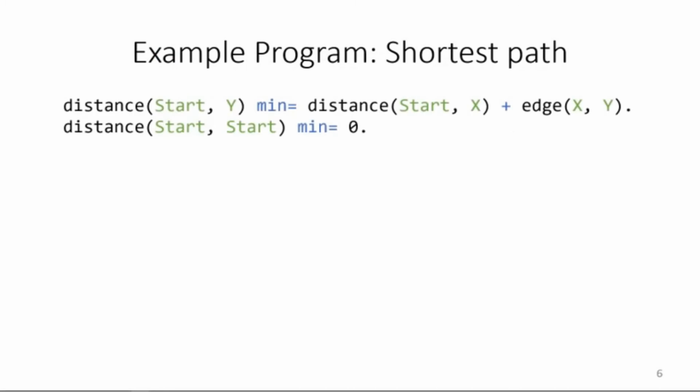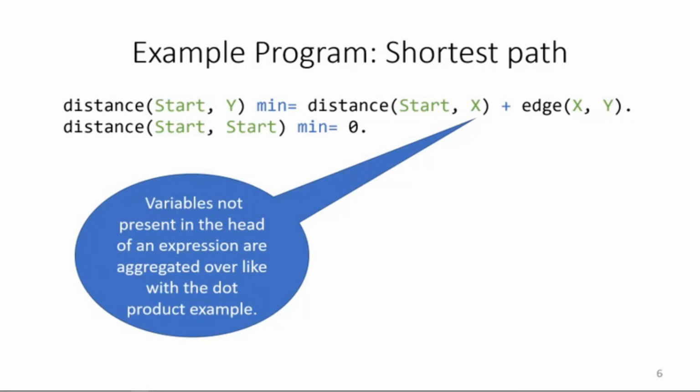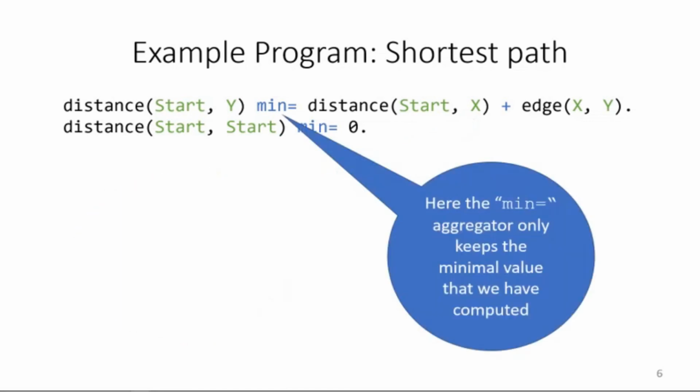To see a more involved example, let's look at the multi-source shortest path program. Here I have written this program out using 2 lines of Dyna. Note, this program as written cannot be executed under a Prolog or Datalog style of execution. Instead, it requires R-exprs or something isomorphic to R-exprs. Again, we have that the variable x, which is not present in the head of this expression, is going to have to be aggregated over, just like with the dot product example. Here the aggregator is min, which only keeps around the minimum value that is computed.